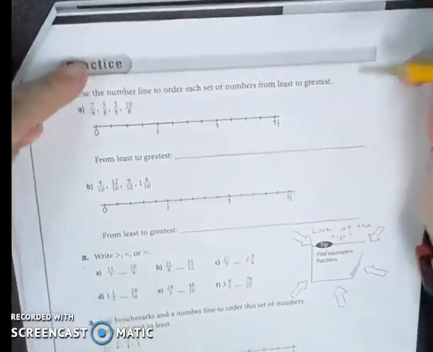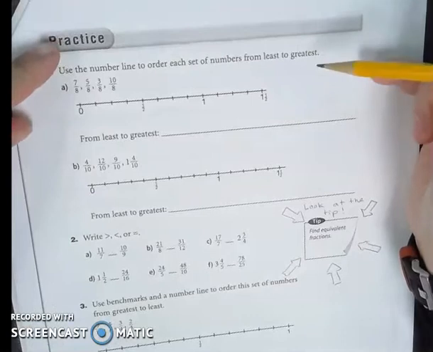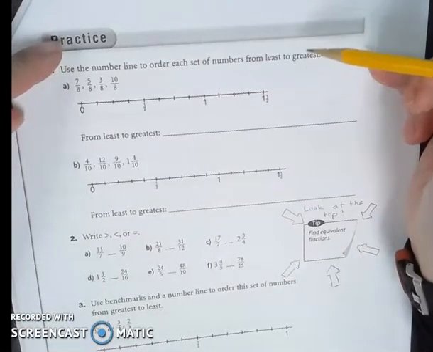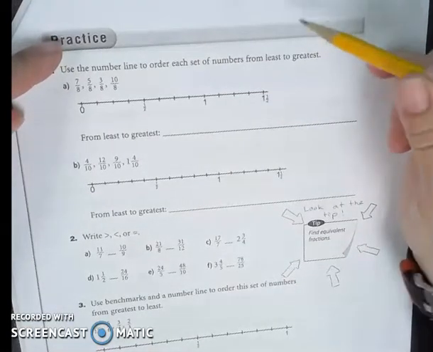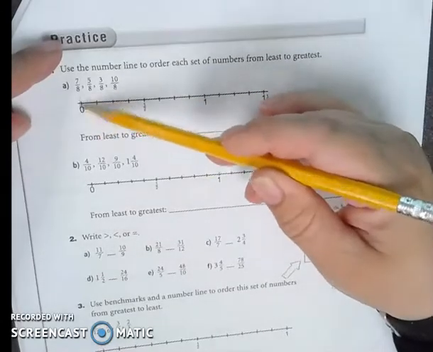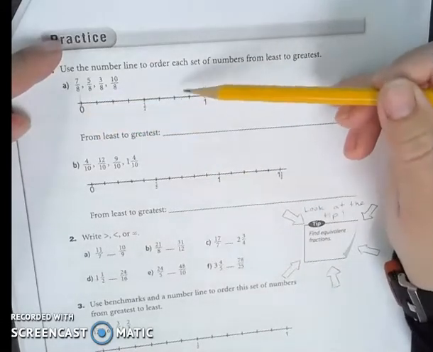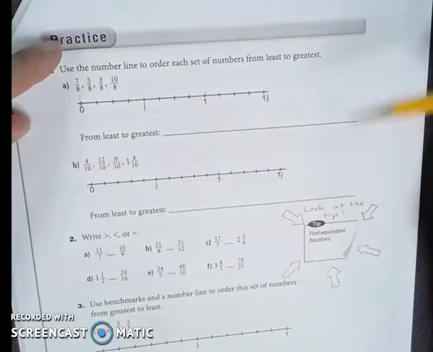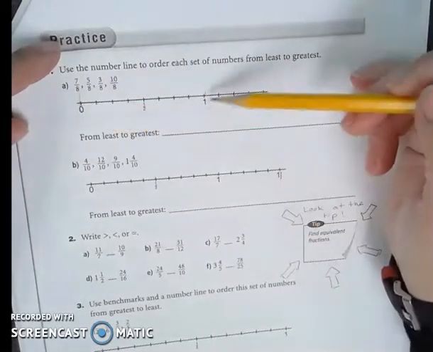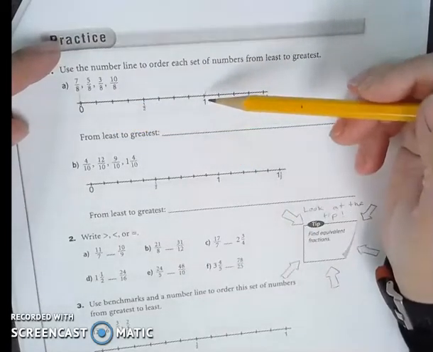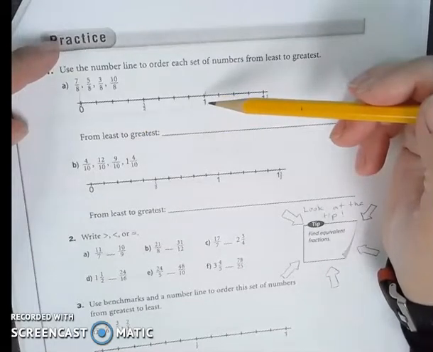So the first one, it's asking you to use the number line to order each set of numbers from least to greatest. So you'll see the number line, so this is 0 and this is 1. It's broken up into these segments. The first thing we need to know is, what are these segments? So how many segments are there in between 0 and 1? Are there 10? So are they tenths, or what are they?